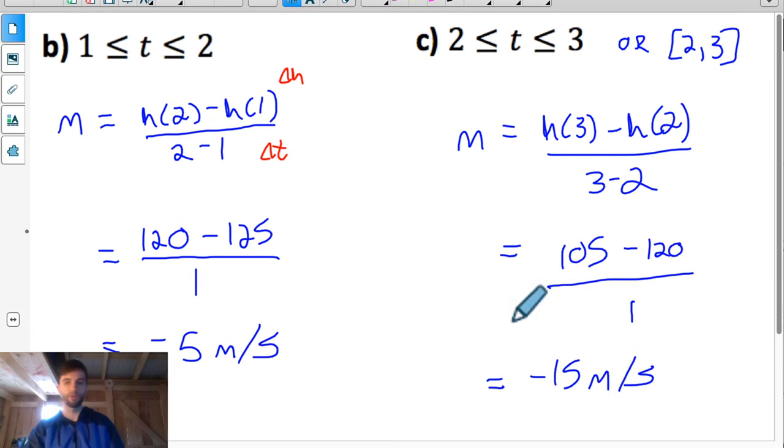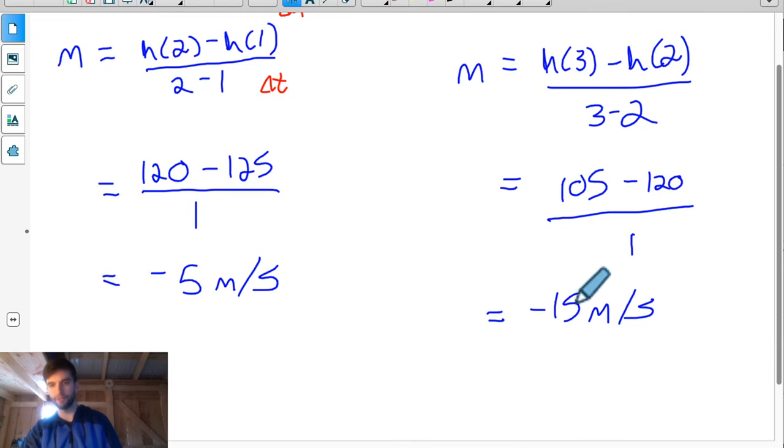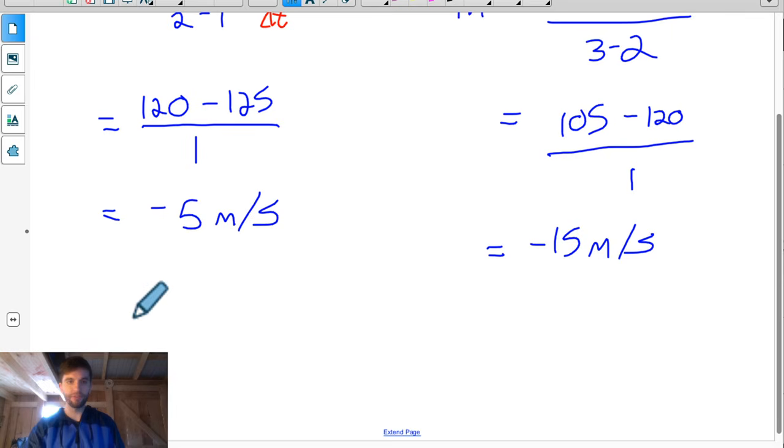So the rock is falling even faster now. It's falling at a rate of 15 meters per second on average over that interval. And that's due to the acceleration of gravity. Gravity is accelerating at a rate of 9.8 meters per second squared. So, of course, because of gravity, it's going to keep falling faster and faster and faster. So I think that's it.